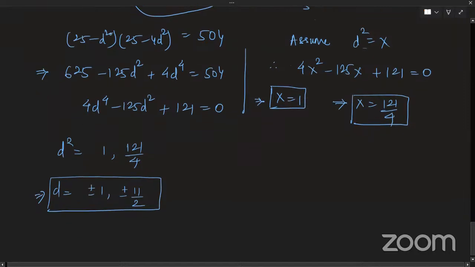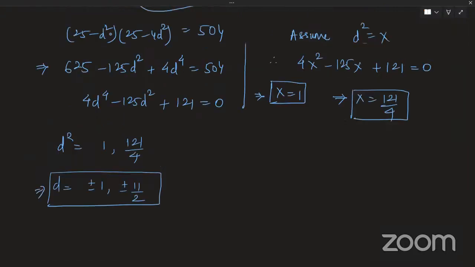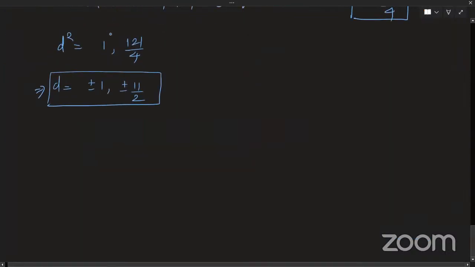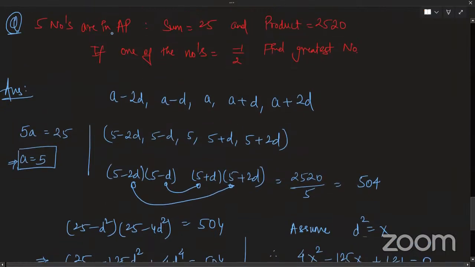Now see, I have got two values. One is plus minus 1, other is plus minus 11/2. So if you look back clearly, you have 5 minus 2d, 5 minus d, 5, 5 plus d, and 5 plus 2d, right? These were my five numbers. And it was telling you one more thing. It was telling you that one of the numbers has to be minus half.